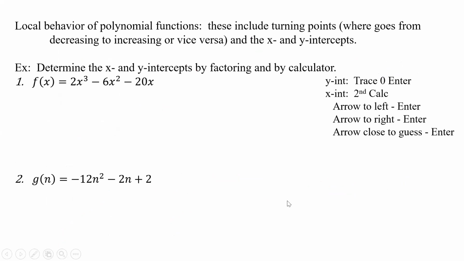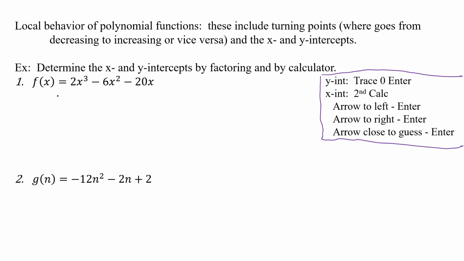All right, so here what we want to do is we're seeing the local behavior of polynomial functions. So this includes turning points where it goes from decreasing to increasing or vice versa, and our x and y intercepts. So for the first one, what we want to do is determine the x and y intercepts by factoring and by the calculator. By the calculator, this is what we're going to do to figure that out. And we'll get that after we actually solve this one by doing the factoring first.